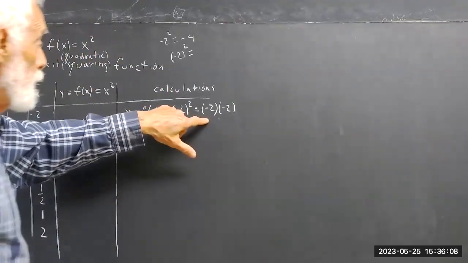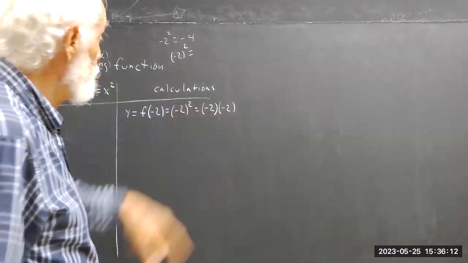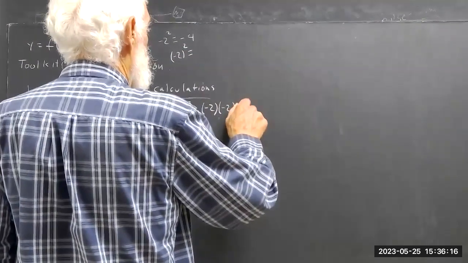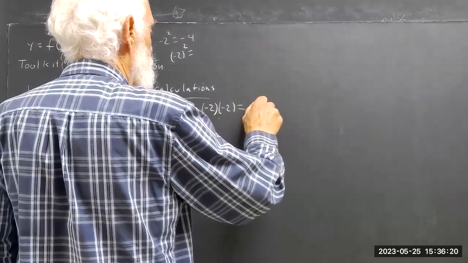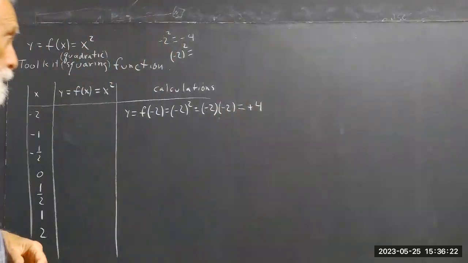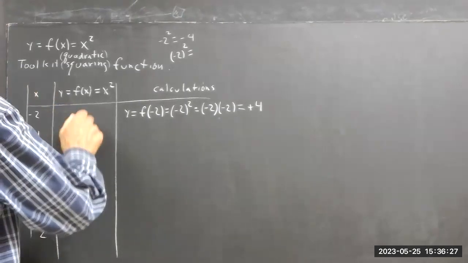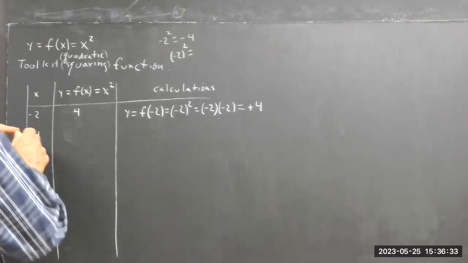So we got -2 times -2. Well, what's -2 times -2? You got a negative times a negative. It's going to have to come out positive. And you got 2 times 2, which is 4. And of course, everybody knows that. So now I put 4. All right. Well, what about -1?